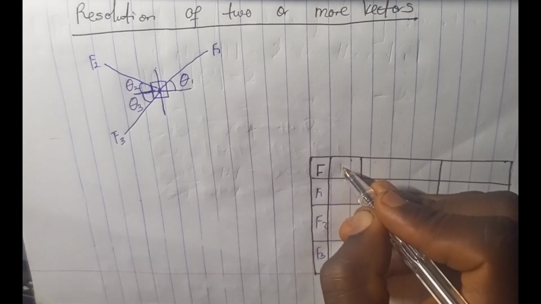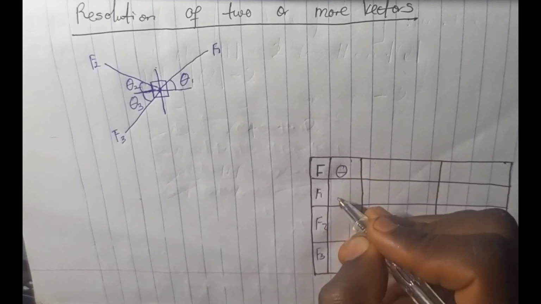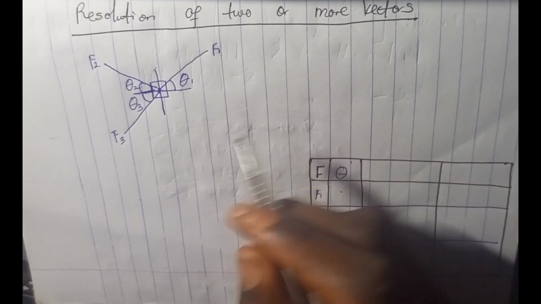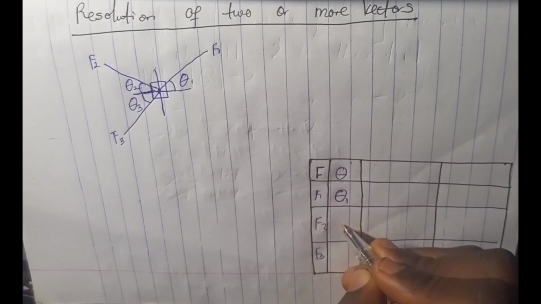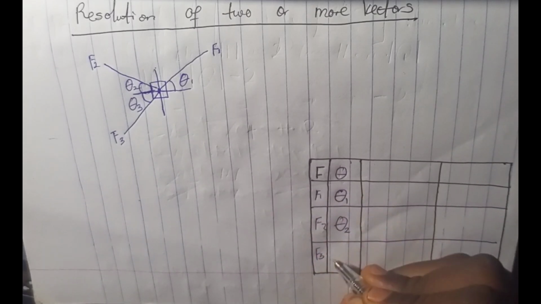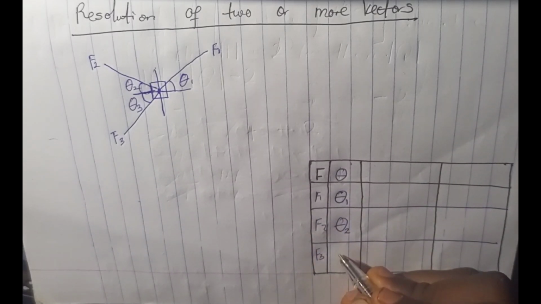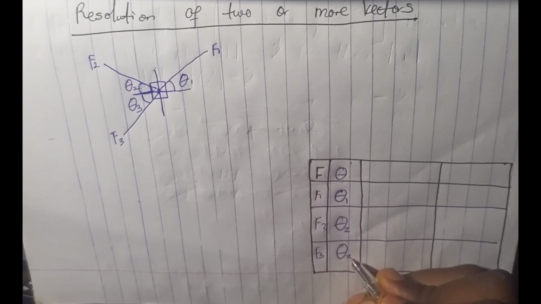Now their angles of inclination: F1 is inclined to the horizontal at an angle of theta 1. F2 is inclined to the horizontal at an angle of theta 2. F3 is inclined to the horizontal at an angle of theta 3.